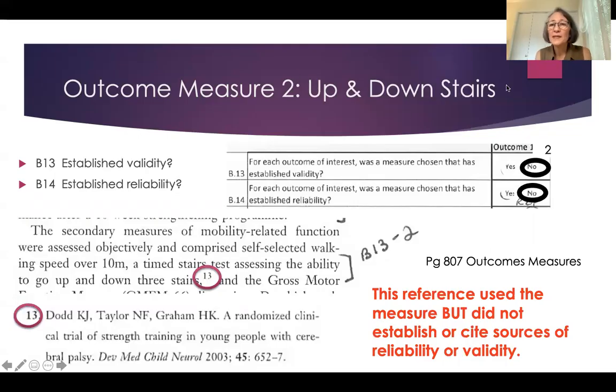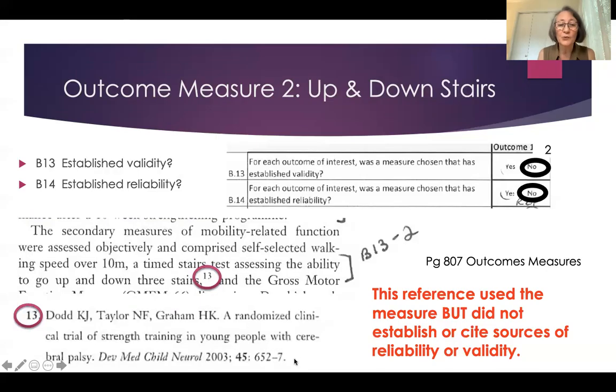When we look at the up and down stairs, we have to circle no for each of these, even though they provide a reference. The secondary measures of mobility function were assessed objectively and comprised self-selected walking speed, a timed stairs test assessing the ability to go up and down 3 stairs, and they give you a citation. I have to go back and look at that citation.